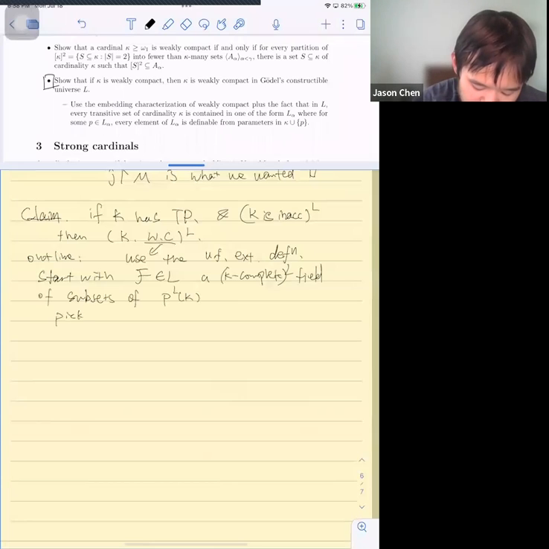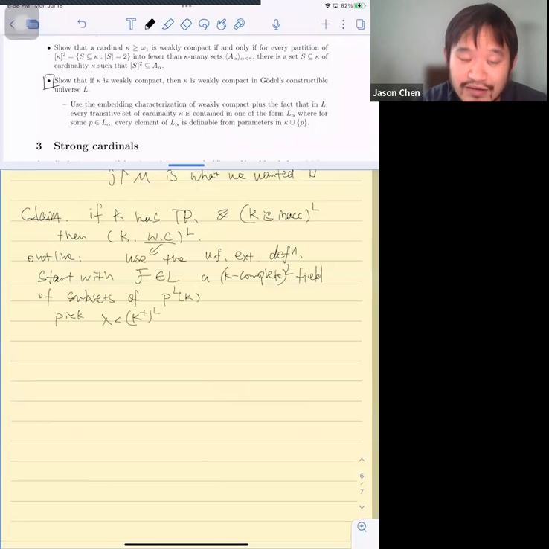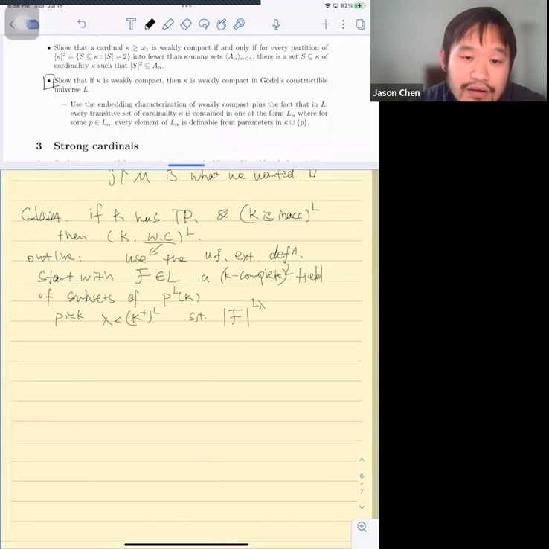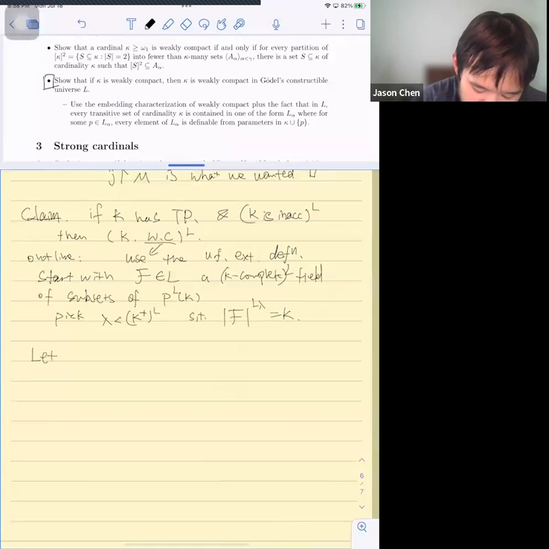And now you want to pick lambda less than kappa plus of L, to be something large enough, satisfying enough set theory, for example such that in L lambda, the cardinality of F is correctly recognized to be kappa. And then you pick a function witnessing that in L.